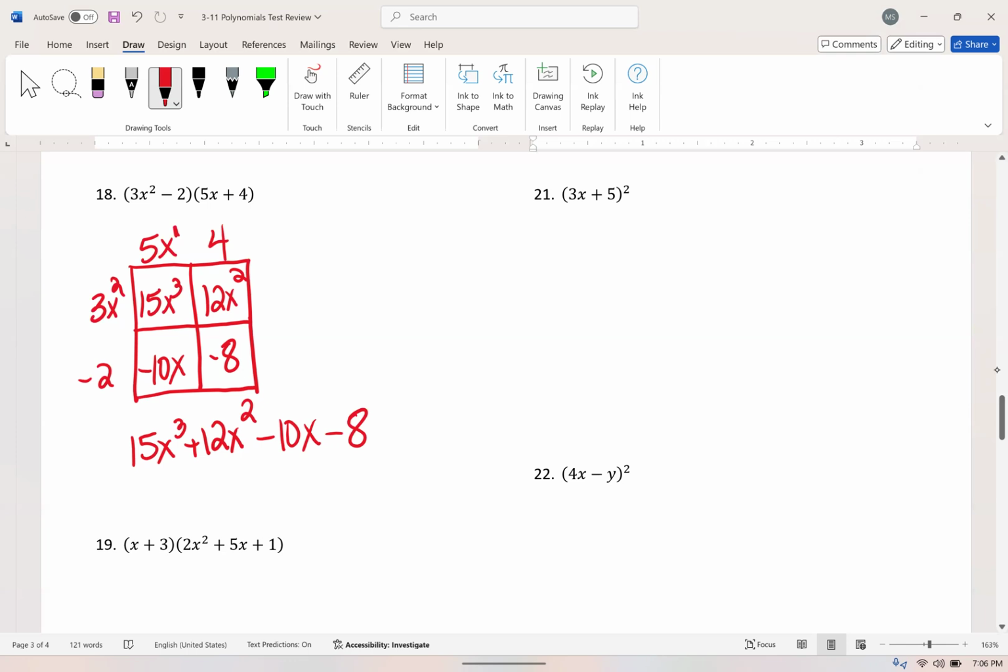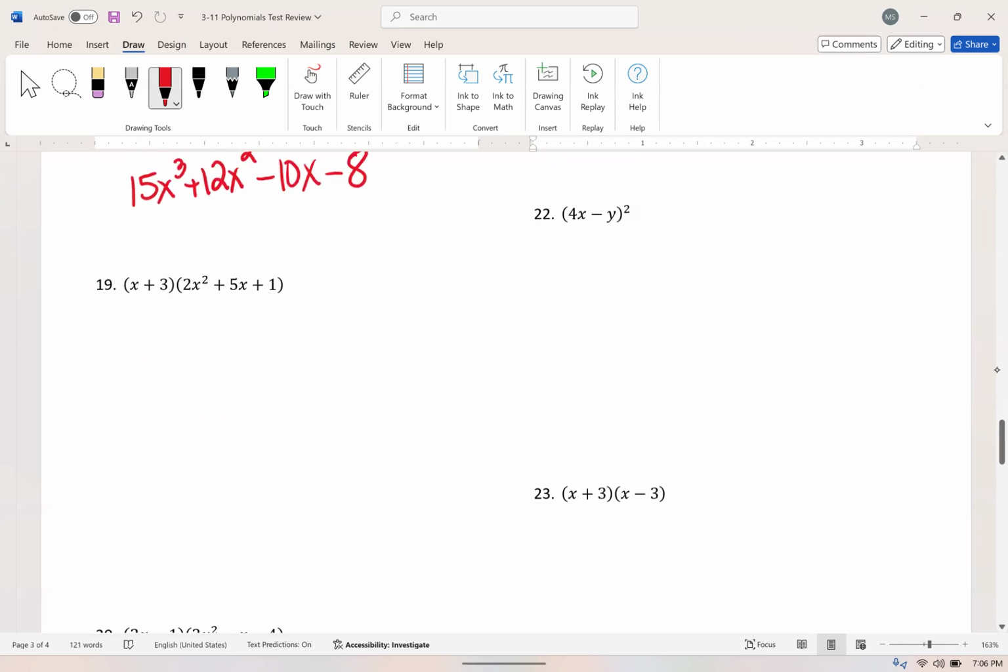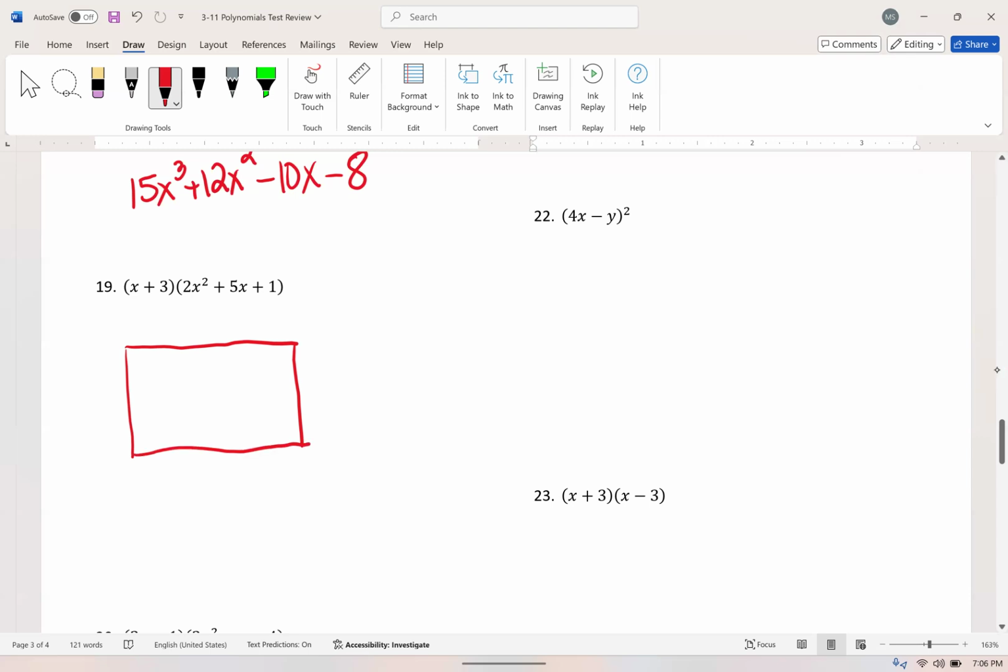Again, no like terms to combine here. All right, so now we're going to expand the problems a little bit more. We have two terms times three terms, so our box has to look a little bit different. We have two terms going one way, but we have three terms going another way. So x plus 3, and then 2x squared plus 5x plus 1.